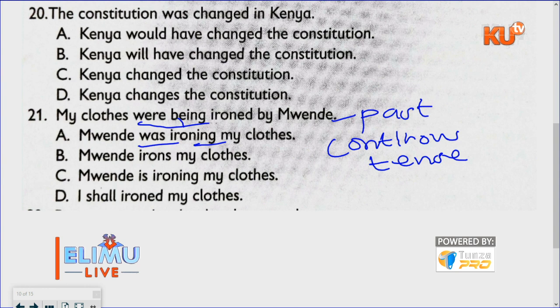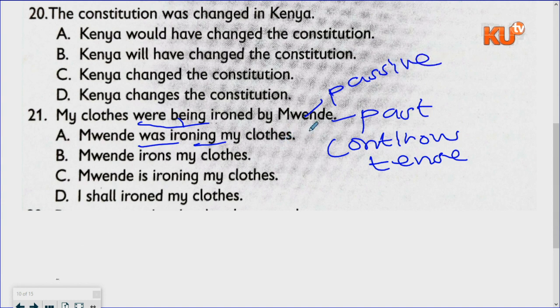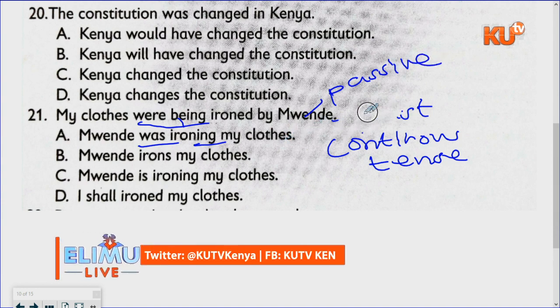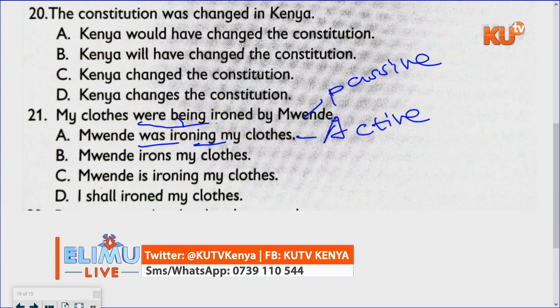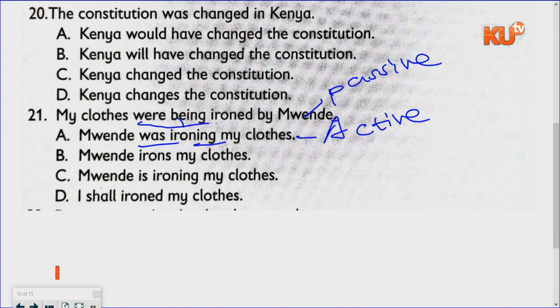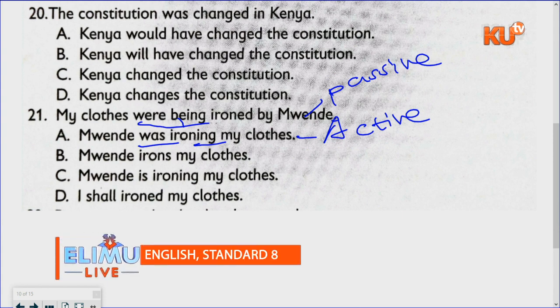So this one is active. This one is passive. That one is passive, while this other one is active. It's active voice. The answer is active. So sometimes you can be given sentences that are in passive to change to active. So this one is in active voice, while the question was in passive. So you have changed it successfully while still taking care of the tense.